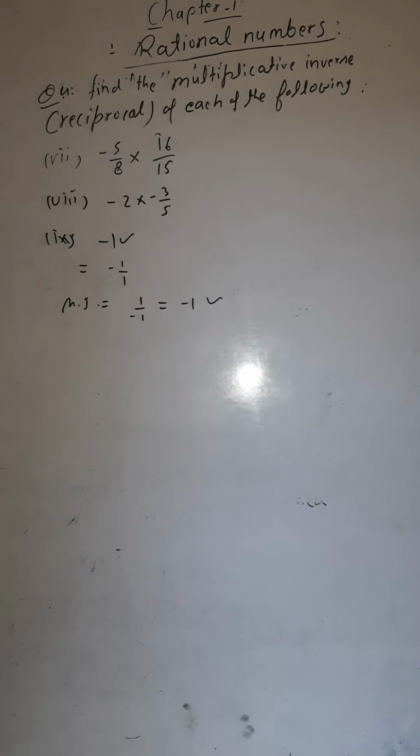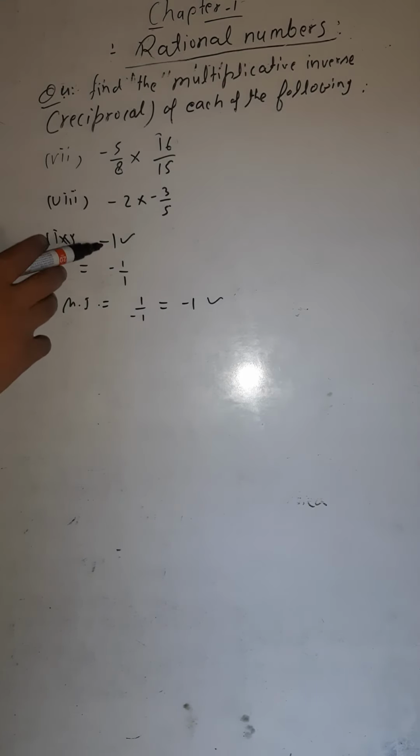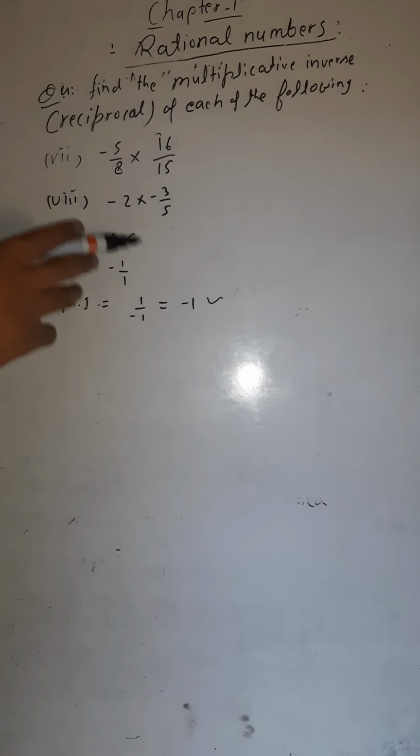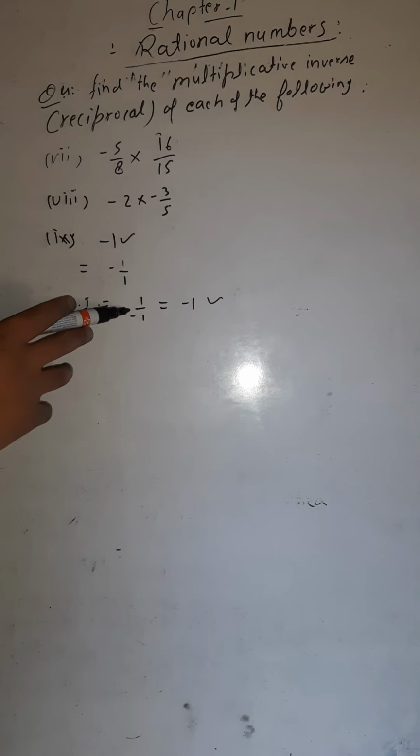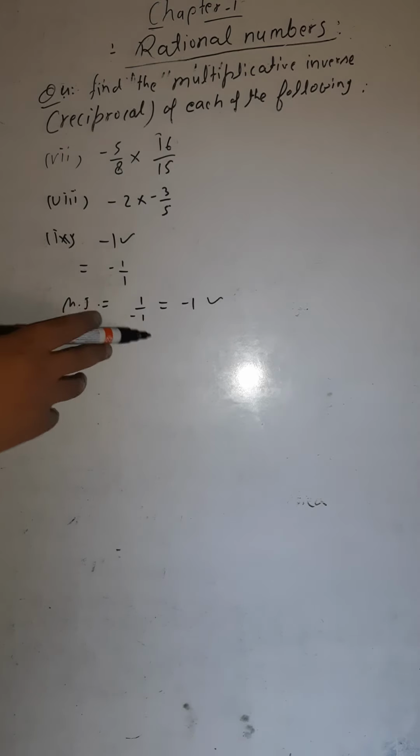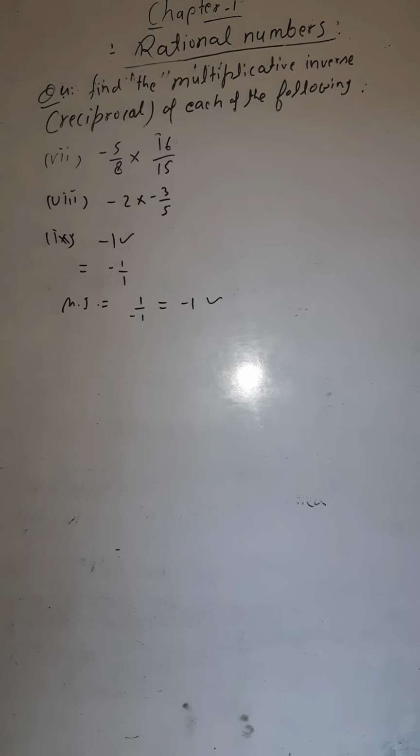What is the problem? Are you getting this? Minus 1 can be written as minus 1 by 1. So the denominator will go up, the numerator will come down. So 1 by minus 1. Wherever you write minus 1, whether here or here, it's okay. So the answer is again minus 1. If it is plus 1, then 1 by 1, the answer would again be 1. This was the 9th question.